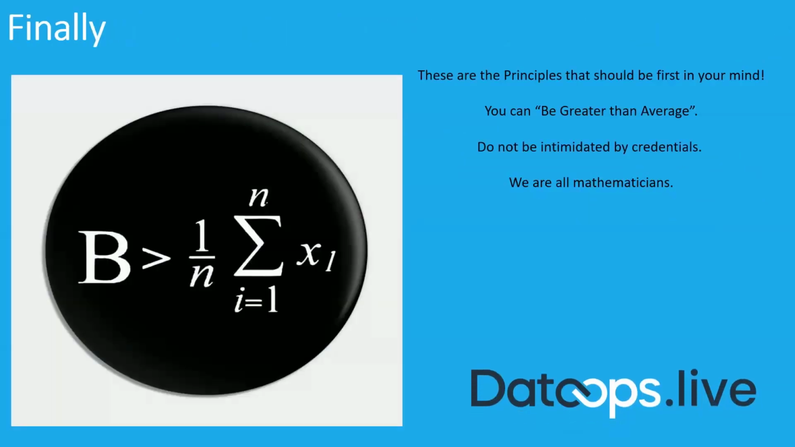All right, last slide for me, and we've got about 5 minutes left. Regardless of all the other stuff that we talked about, one of the principles that you should keep first in your mind is be greater than average. Don't be intimidated by credentials, because really we're all mathematicians. Everybody working in any kind of data architecture role or data engineering role is applying math. You may not be thinking about the math that you're actually applying, but you're implementing a lot of mathematics under the covers for your daily work. And that's it.